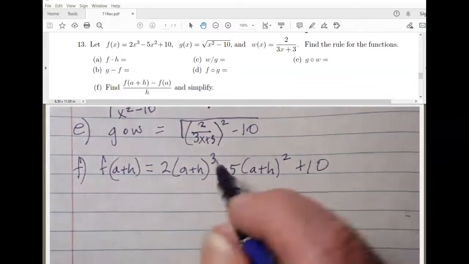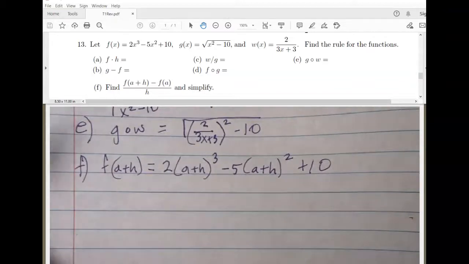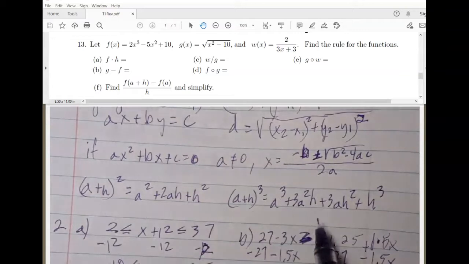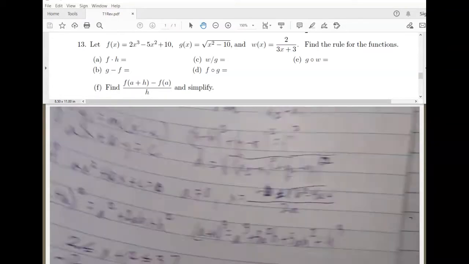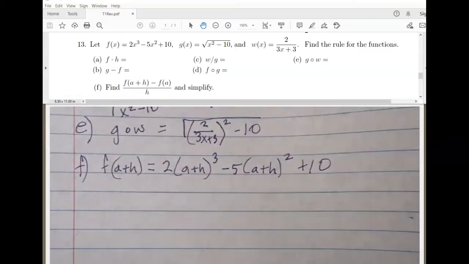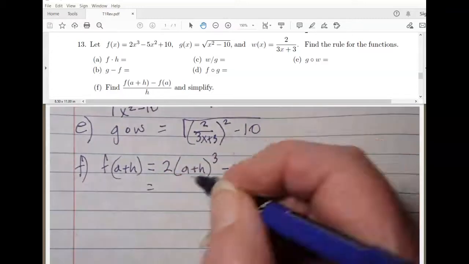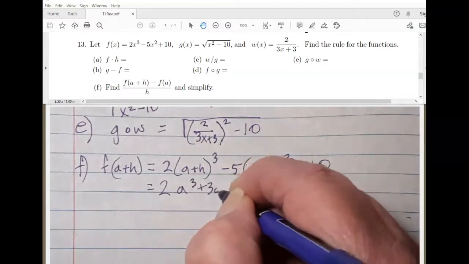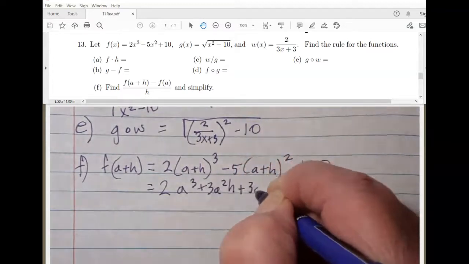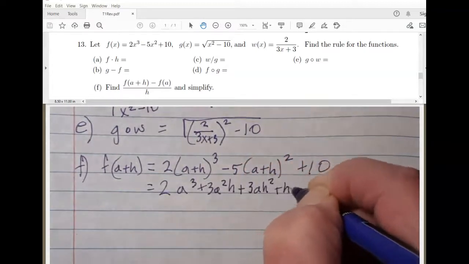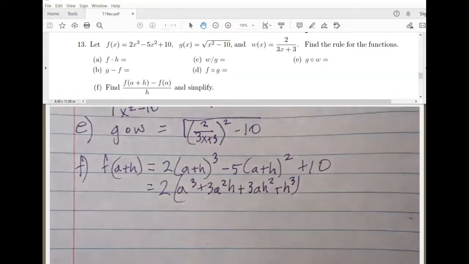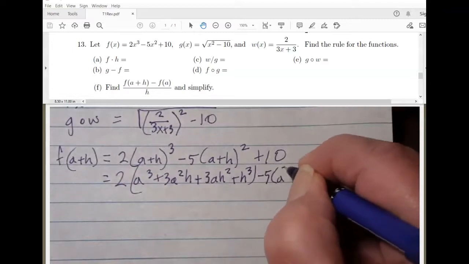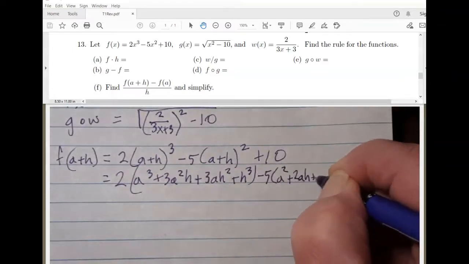You should know these two formulas. We put those on the first part. So the a plus h squared and the a plus h cubed formulas are there. So you have 2 times a cubed plus 3a squared h plus 3a h squared plus h cubed. So there's the first part. Minus 5 times a squared plus 2ah plus h squared.